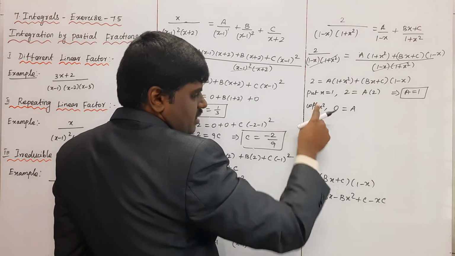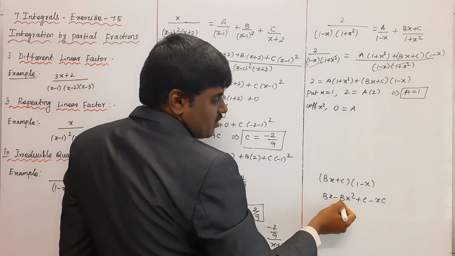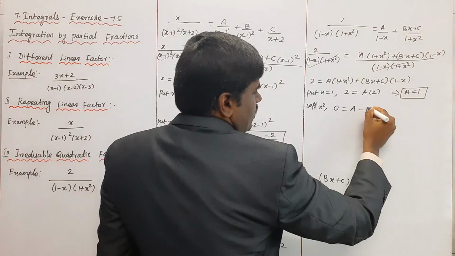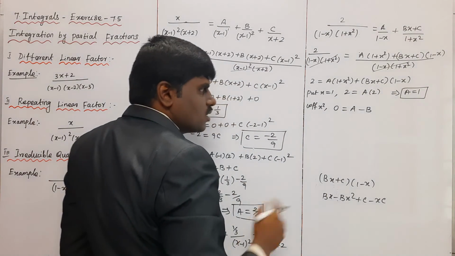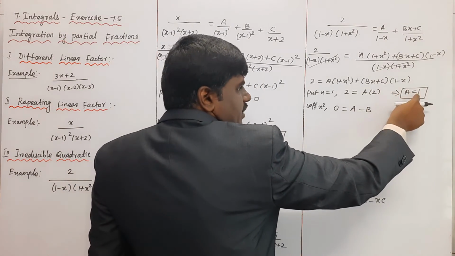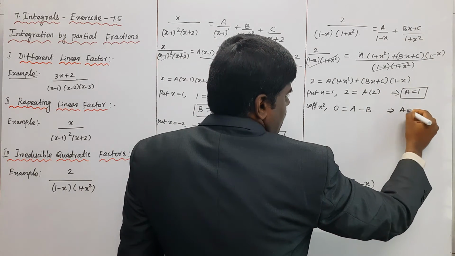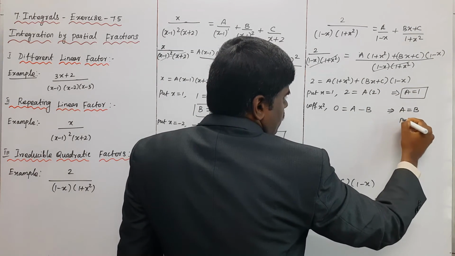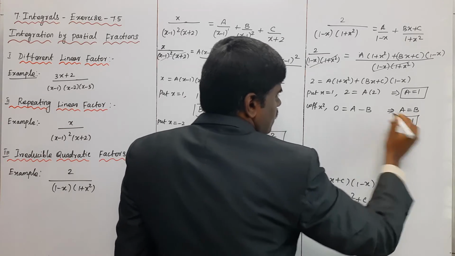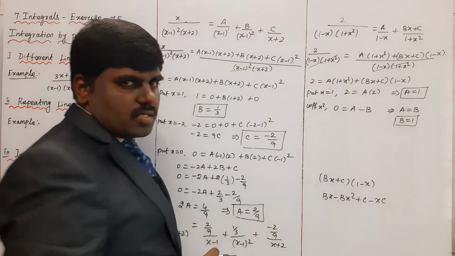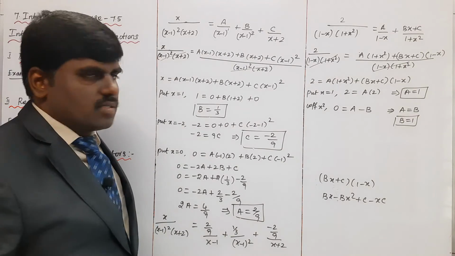What's the coefficient of x square? Here the coefficient of x square means minus b. Above, what's the value? Minus b. So already I know the value of A. A is equal to 1. So by A is equal to 1, if I am given the problem, A is equal to b. So what's the conclusion? B is equal to 1. Is that clear? Understood? This is the value from the coefficient of x square.